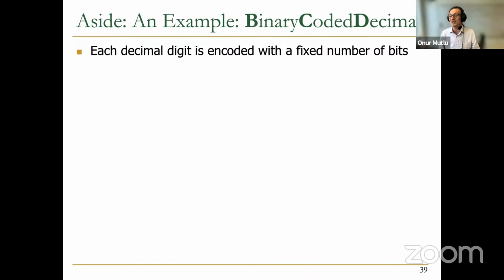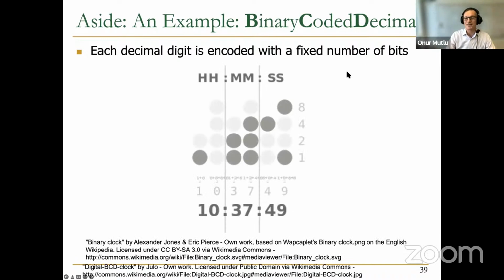The x86 ISA actually has this data type, which is not used much today. But basically, you encode a decimal digit with a fixed number of bits. And one way of looking at it is by encoding this clock. So this is time. It's 37 past 10, and we're 49 seconds into the 37th minute. And basically, for each decimal digit, we have a binary representation. And you can see the binary bits over here, 1, 2, 4, 8.